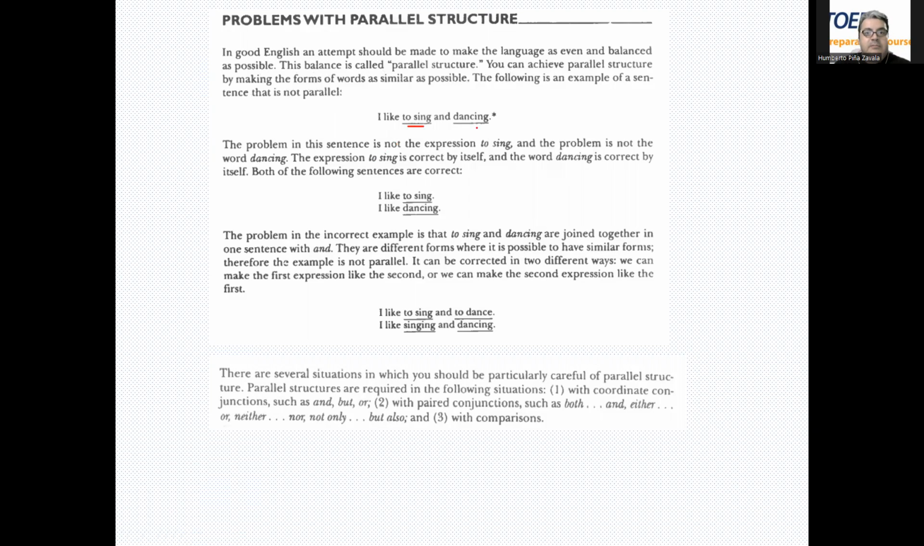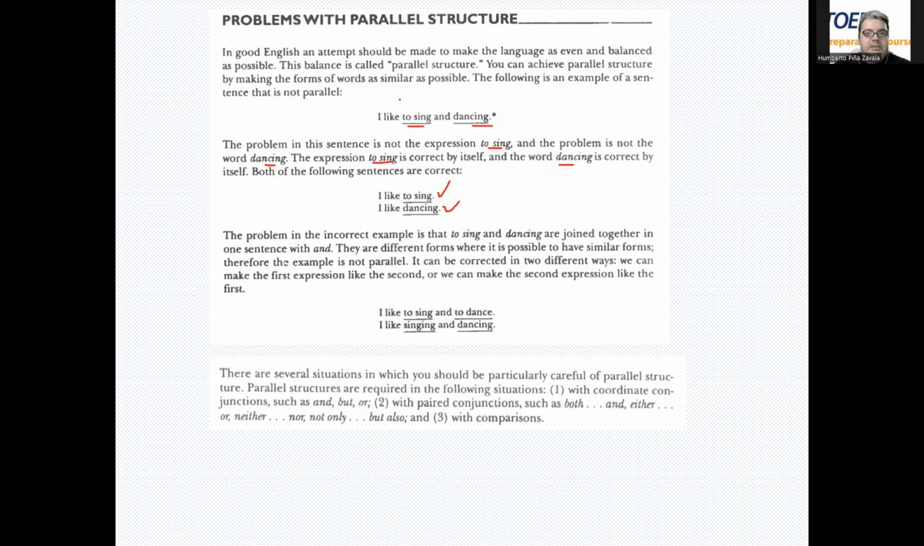I like to sing and dance. The problem in this sentence is not the expression to sing, and the problem is not the dancing. The expression to sing is correct in and of itself. But the word dancing is correct by itself. Both of the following sentences are correct: I like to sing, I like dancing.